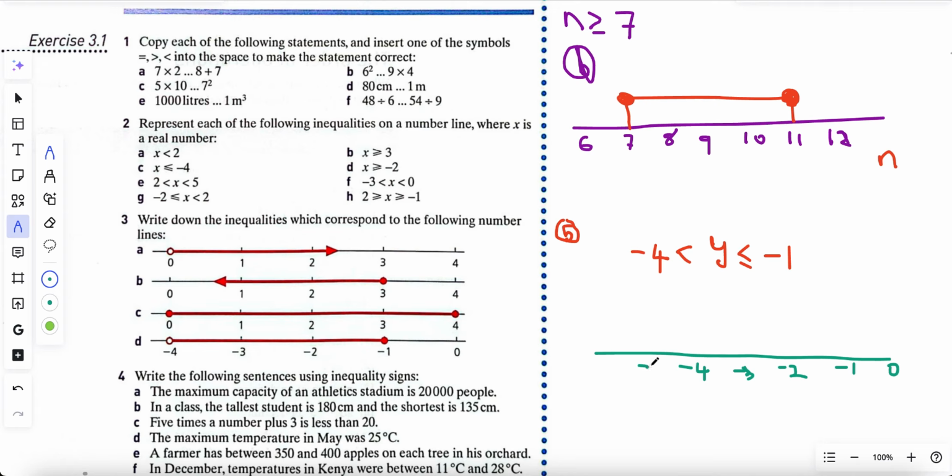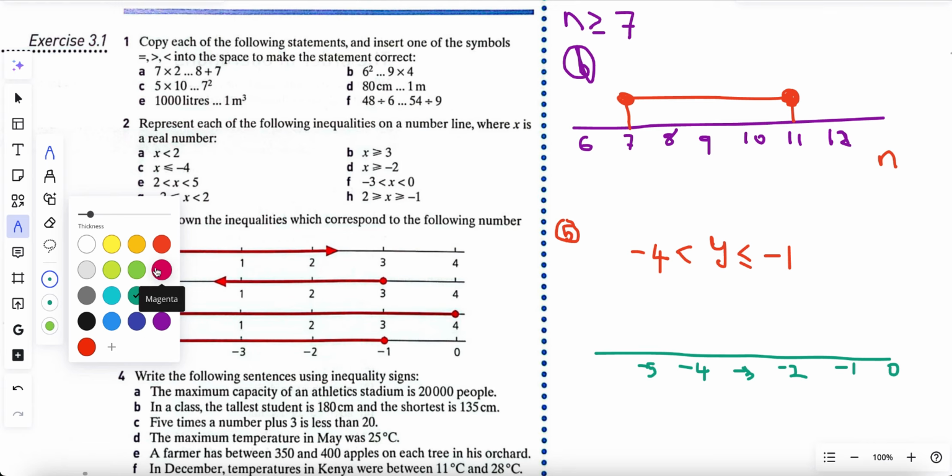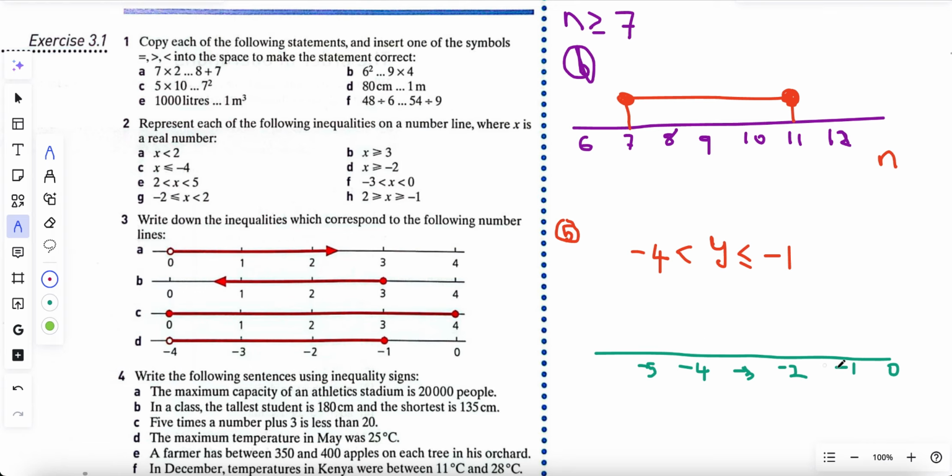Okay, so if you've shown this, now the question says that we should show that y is lesser than, so you put your y here. You always put your y somewhere here. Okay, whatever they give you. If it's n, you put n here. If it's x, you put x here. So you say it's lesser than or equal to -1. So you go to -1. You draw the circle on top. Okay, and you shade it.